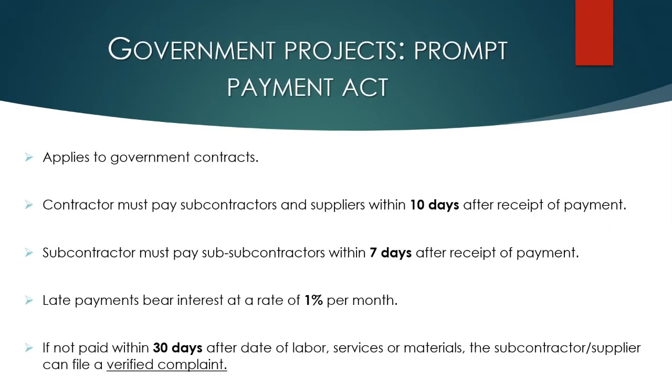Prompt Payment Act, there's a number of time frames within it. Obviously applies to government contracts. Contractor has to pay you and your suppliers within 10 days after it receives payment for your work. You, as a subcontractor, are required to pay your subs within 7 days. And again, it has an interest rate component to it, like the Private Prompt Payment Act. And if you're not paid within 30 days of providing those labor and materials, you can then file a verified complaint in the appropriate court.